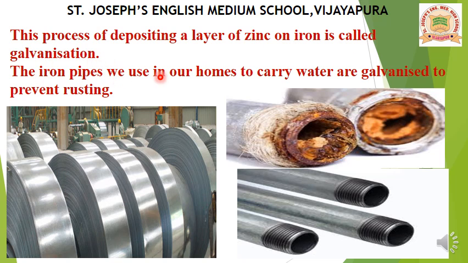The iron pipes we use in our homes to carry water are galvanized to prevent rusting. See here, we use iron pipes in our home for carrying water. Already you know that rusting will take place only in the presence of oxygen and water. That is why those pipes are galvanized. You can see these are galvanized pipes. If we do not galvanize, it will become rusted. That pipe becomes blocked because of rust. You can see the brown color powder because regularly it is in contact with water. So galvanization is the best method to prevent rusting.